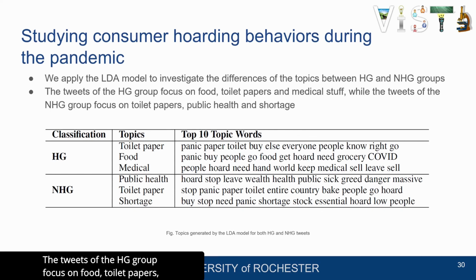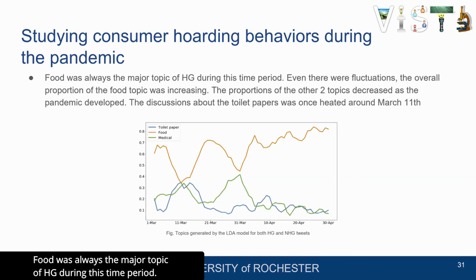The tweets of the HG group focus on food, toilet papers, and medical stuff, while the tweets of the NHG group focus on toilet papers, public health, and shortage. Food was always the major topic of HG during this time period. Even though there were fluctuations, the overall proportion of the food topic was increasing. The proportions of the other two topics decreased as the pandemic developed.